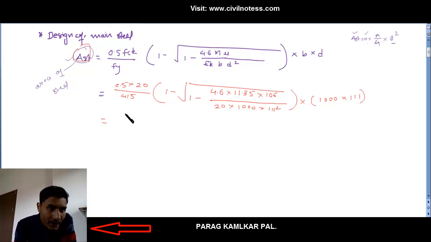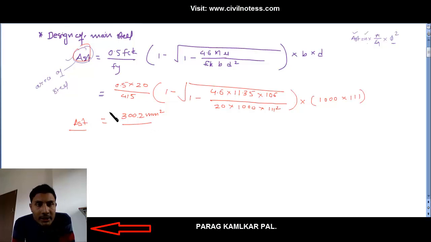It's 300.2 mm square. Okay, so this is the area of steel we got, Ast, in mm square. So this is the main Ast we require, but we have to check what the minimum amount of Ast required is.